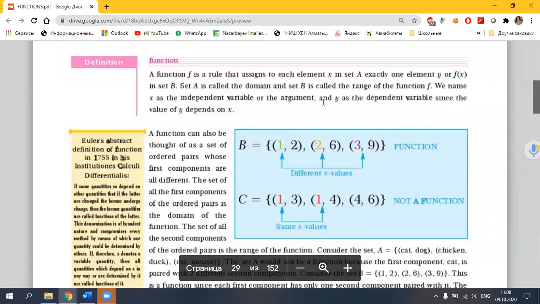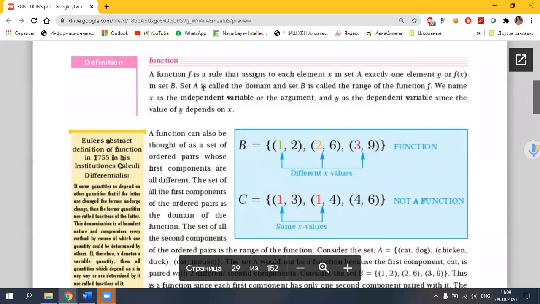A function is a rule that assigns to each element x in set A exactly one element y, or f of x, in set B. Each element x in set A, exactly one element y in set B.